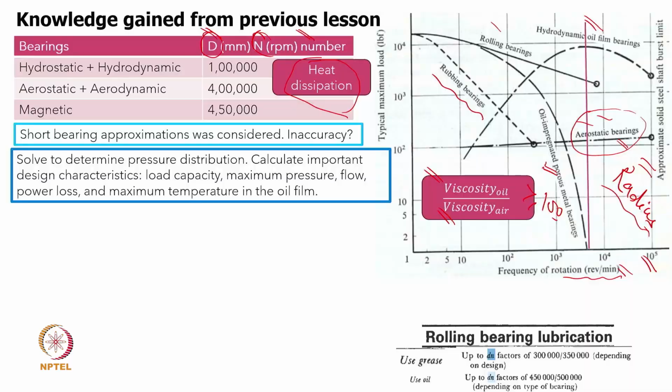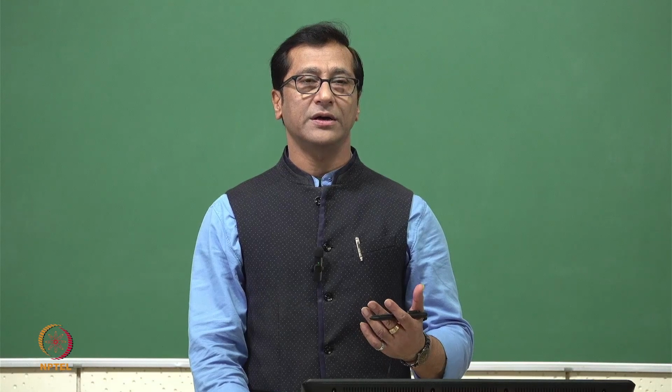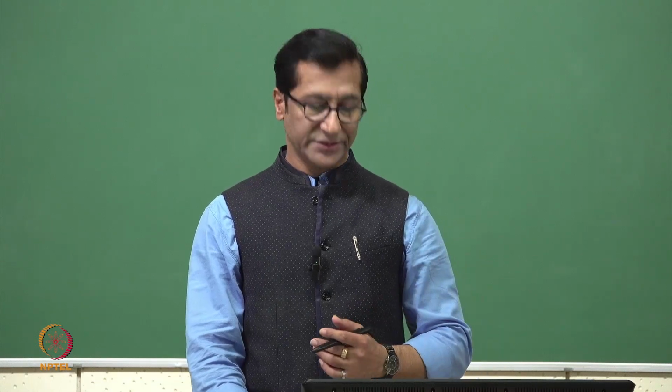So that's why the limit has been mentioned here as 1 lakh for the DN number for hydrostatic and hydrodynamic bearings. For aerostatic and aerodynamic bearings, again it's 4 lakh or 400,000, and for magnetic bearings it has been mentioned as 450,000. Again, these are only numbers which keep changing with time. Maybe every 10 years this number increases.